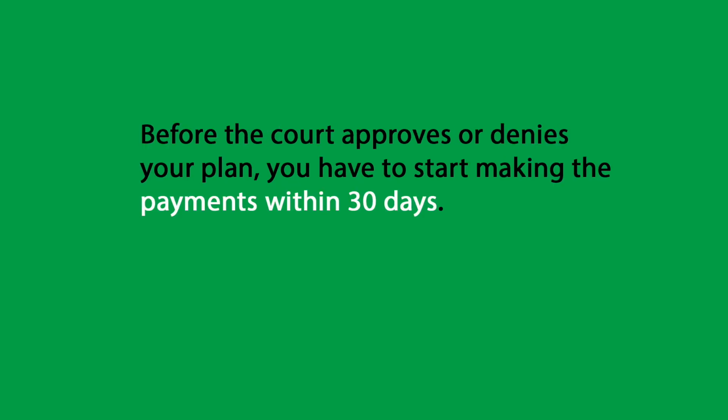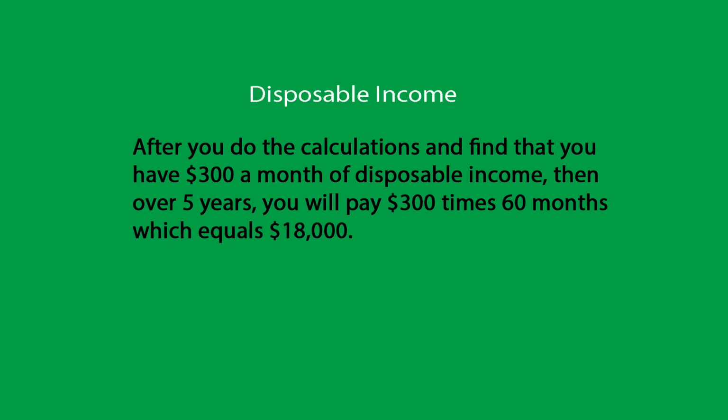After you complete your repayment plan, you will have to start making payments within 30 days of filing the plan with the court. It may take the court 3 to 6 months to approve or deny your plan, but you still have to start making the payments within 30 days. The amount you pay in your plan will be equal to the amount of disposable income you have. Thus, after you do the calculations and you find that you have $300 a month of disposable income, then over 5 years, you will pay $300 times 60 months, which equals $18,000.